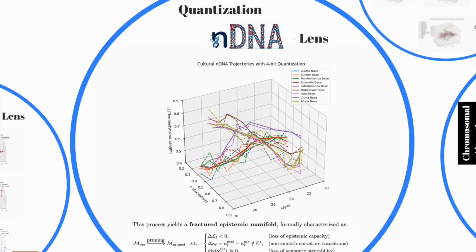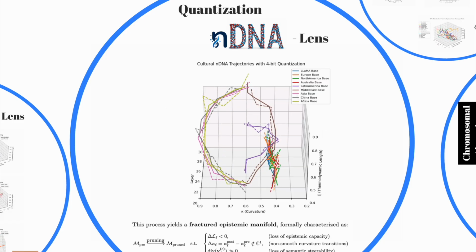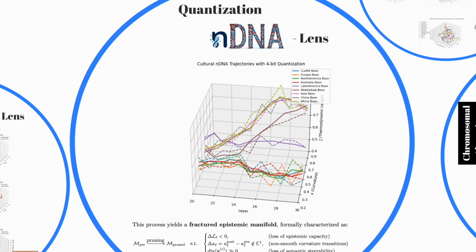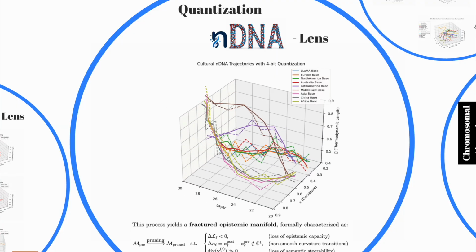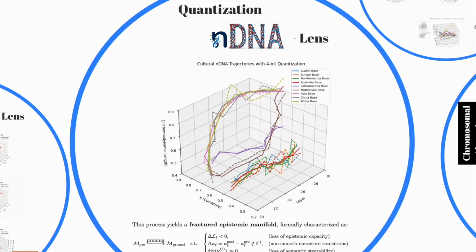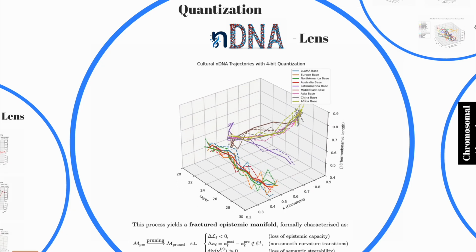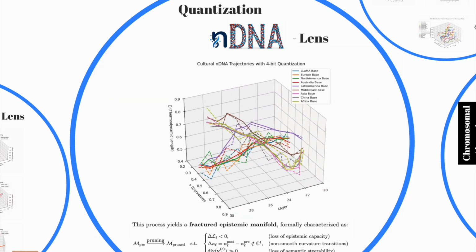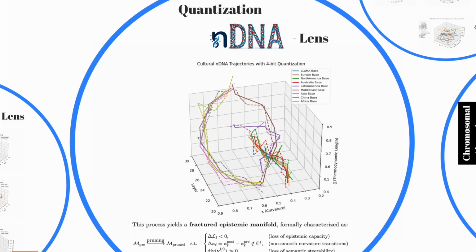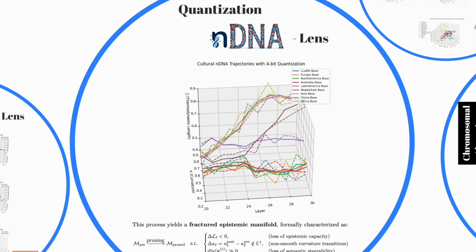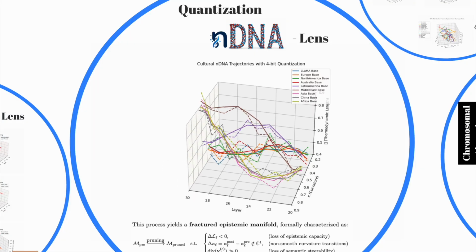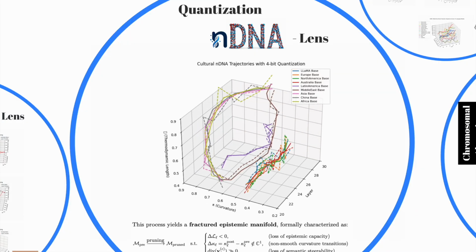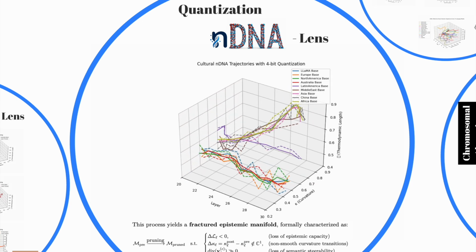What you are seeing is a 3D plot of nDNA trajectories under 4-bit quantization for 9 culturally fine-tuned bases: Europe, North America, Australia, Latin America, Middle East, Asia, China, Africa, plus the Llama base as reference. Axes are: kappa denotes spectral curvature, L denotes thermodynamic length, and the third denotes layer depth. Each colored path is the model's latent walk-through depth after quantization. The geometric story the plot tells.